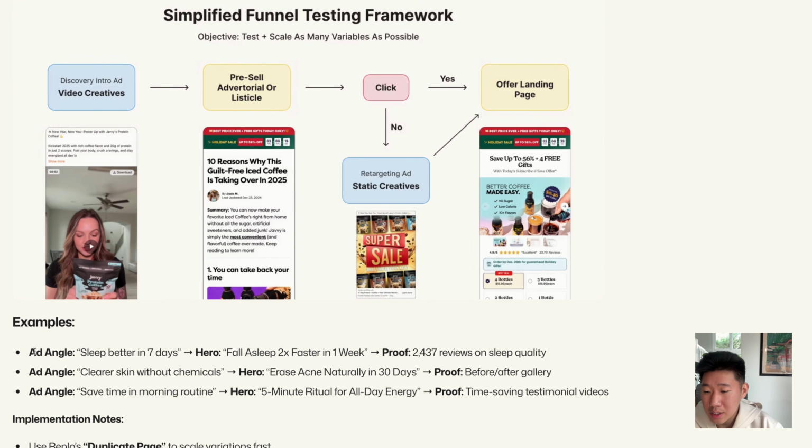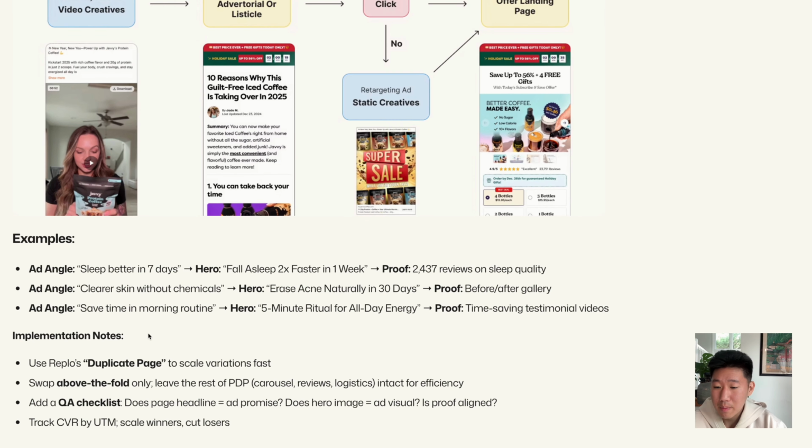So for example, let's say your ad angle talks about sleeping better in 7 days. Your hero should communicate that and say something along the lines of fall asleep 2 times faster in 1 week. You can see that it's the same message from what the ad is saying to what they're seeing, the first thing that they see when they land on the page. Clear skin without chemicals. Then the headline can be something along the lines of erase acne naturally in 30 days. Does that make sense?